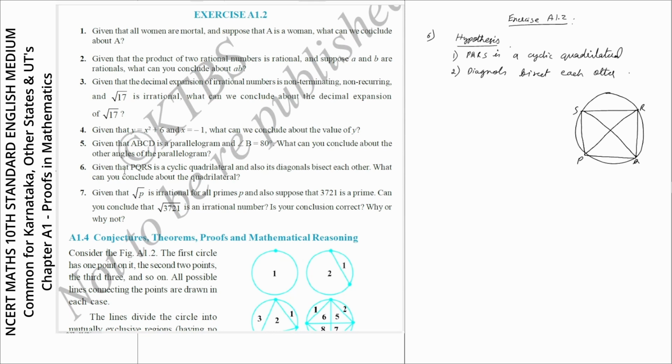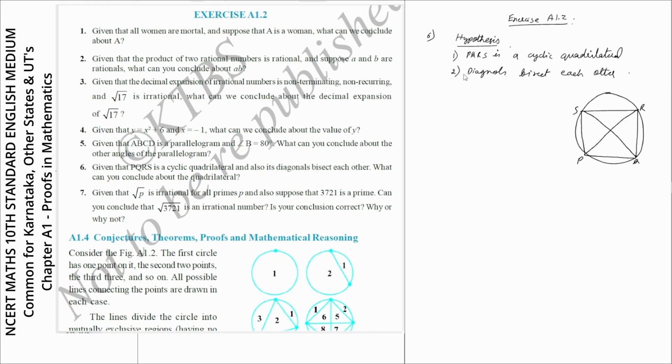Given that PQRS is a cyclic quadrilateral and also its diagonals bisect each other, what can you conclude about the quadrilateral? So the given hypothesis is PQRS is a cyclic quadrilateral. Cyclic quadrilateral means all the vertices of the quadrilateral lie on the circumference of the circle. So here there is some error. My electronic notepad has some tolerance, that's why I am not able to draw it properly. In my notepad it is looking perfect, but here on the screen there is some error. Please bear with this.